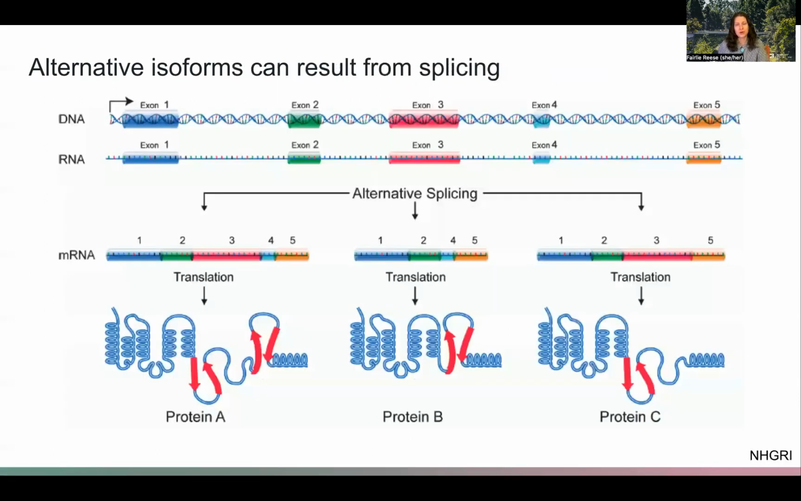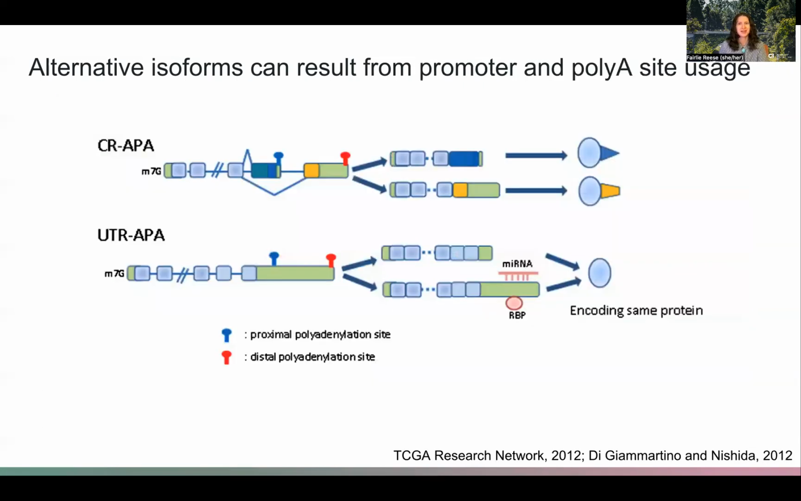So the canonical view of alternative isoforms is that they derive from alternative splicing, which is a process by which different exons encoded in the DNA are either included or excluded from the RNA, and therefore, in the case of protein coding genes, cause inclusion or exclusion of different protein domains, which might in turn affect the function of the protein. But it's a little bit more complicated than that.